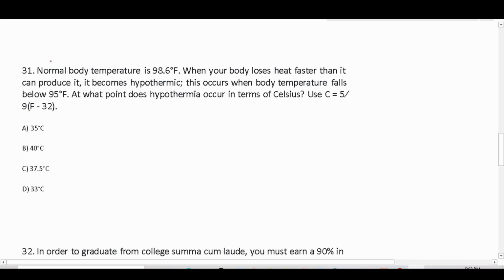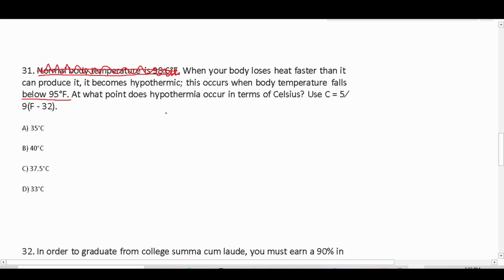Okay, so this part about normal body temperature is superfluous information. That is, it's information that's not needed to solve this problem. So we're going to go ahead and cross that out. I just put it in there to try to trick people, and the ASVAB will do that too. What we're most interested in is figuring out the point at which someone becomes hypothermic, and we're told that happens when body temperature falls below 95 degrees. So we're going to take this and plug it in place of F in this formula.